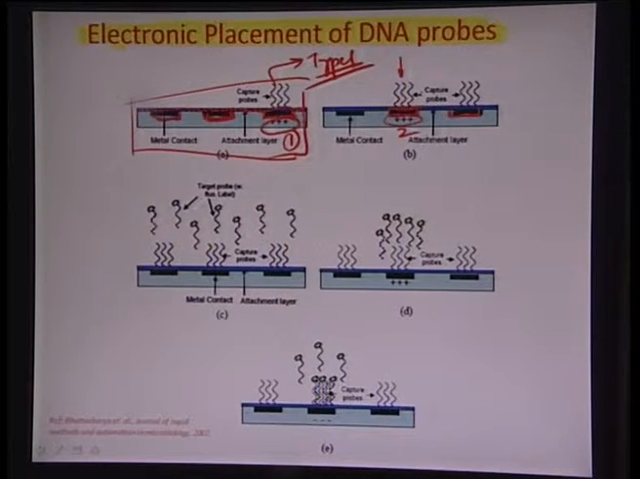So there is again a second set of capture probes which are now put over this second electrode. So you have one capture probe in the previous step and one in the next step, and therefore you can repeat this process many times.